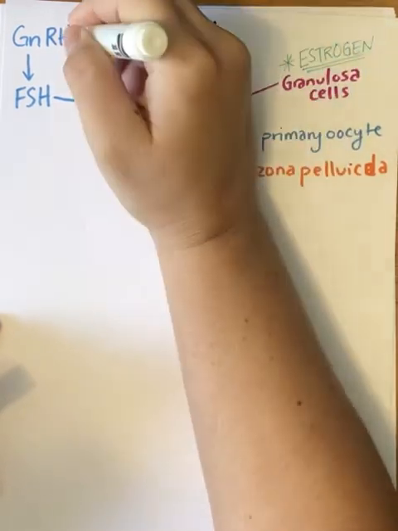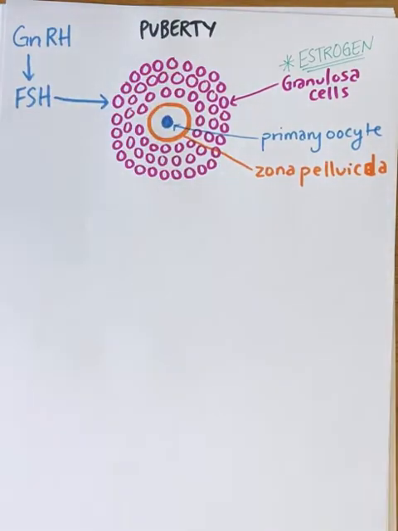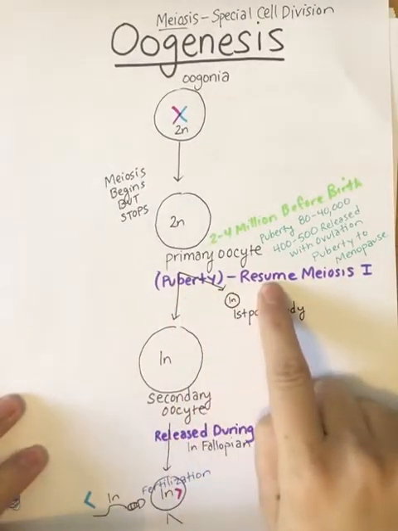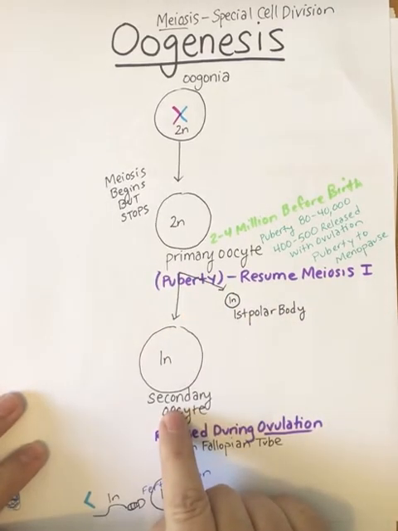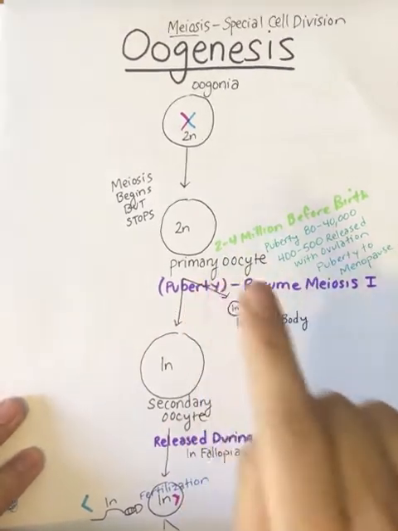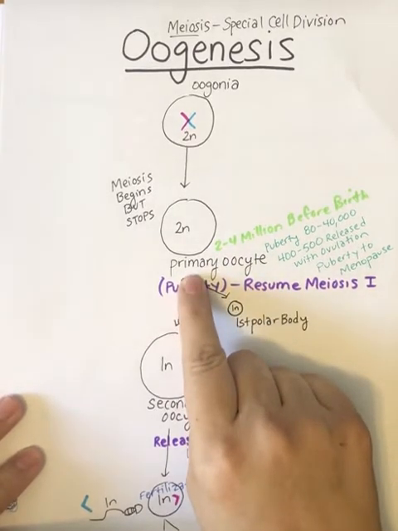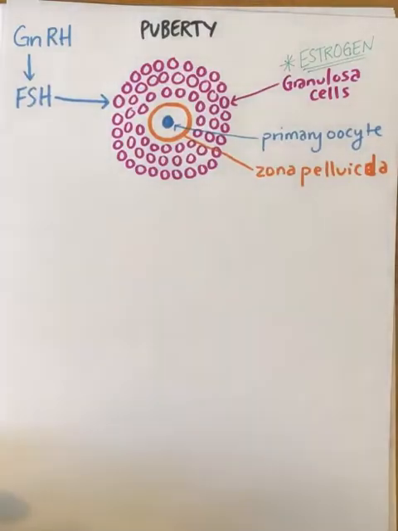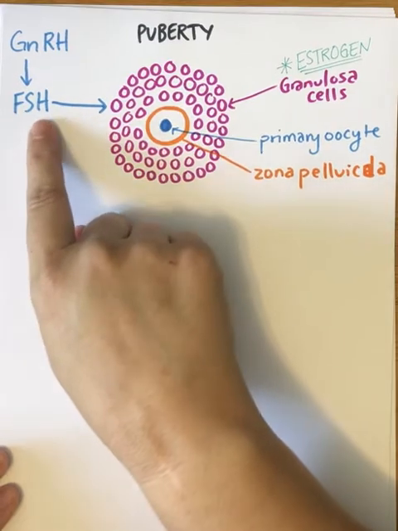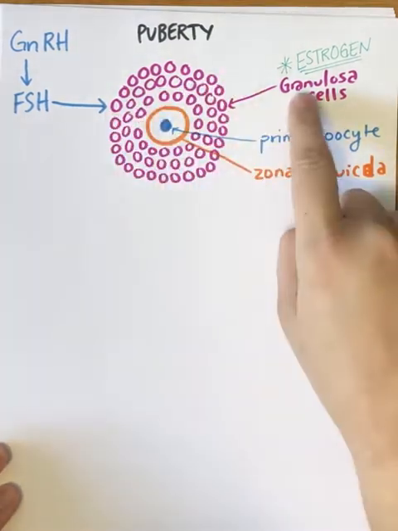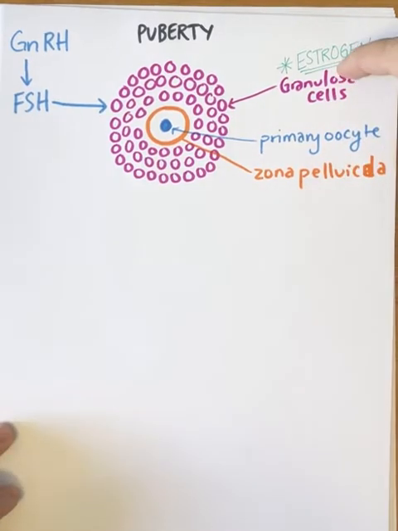At puberty, we know that when you undergo meiosis 1, you finish it when you hit puberty. So we talked about that. At puberty, you resume meiosis 1. So your primary oocyte is going to divide into a secondary oocyte. But you have to remember that your follicles grow with your primary oocyte. So at puberty, you release gonadotropin releasing hormone, which stimulates follicle stimulating hormone, which makes the follicular cells, which we now call granulosal cells, produce a lot of estrogen.